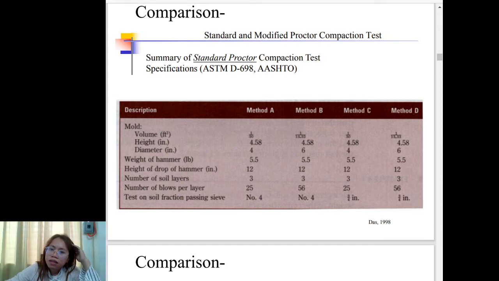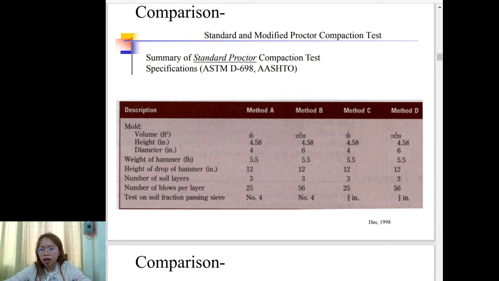This is the summary of the standard Proctor compaction test according to ASTM D698 or AASHTO, so these are the standards or specifications for doing this test. We have the mold, the volume, height, and diameter of the mold, the weight of the hammer, the height of the drop of the hammer, number of soil layers, number of blows per layer, and test on soil fraction passing the sieve. So meaning the test on soil is the kind of soil used for the standard Proctor compaction test.